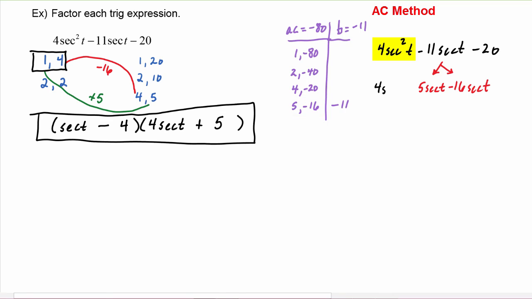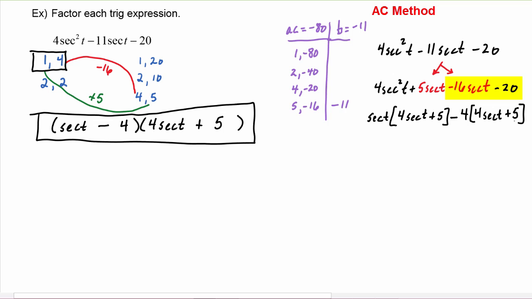The 4 secant squared comes right down, and the minus 20 comes right down. Then we're going to factor 2 by 2. Out of these first two, we could pull out a secant of t and have 4 secant of t plus 5 left. Then there's a minus sign, and we see we can pull out a 4. Remember, it's negative 4 out here, so we would have 4 secant of t plus 5 left inside, and you can always distribute back out and make sure that you're getting what you had. So negative 4 times 4 secant t is negative 16 secant t, negative 4 times 5 is negative 20.